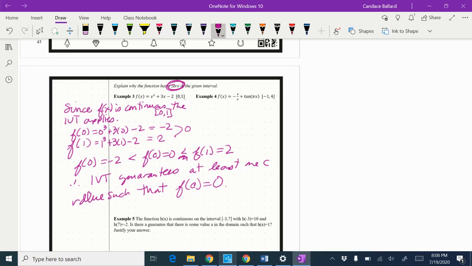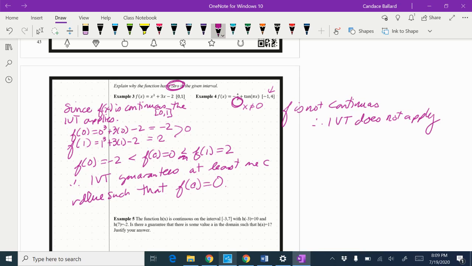Let's take a look at the next one here. So first thing we have to do is show that the function is continuous, but you'll notice there's a value we can't have in there. X cannot be equal to 0, and that's in the interval. So therefore, we can't use the intermediate value theorem because f is not continuous. So on this one, f is not continuous. Therefore, IVT does not apply.